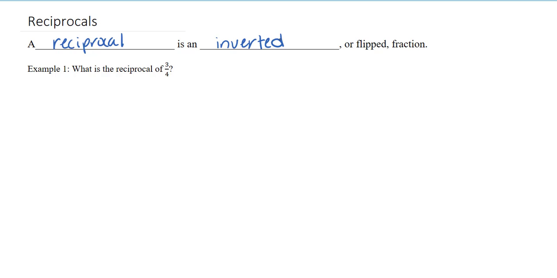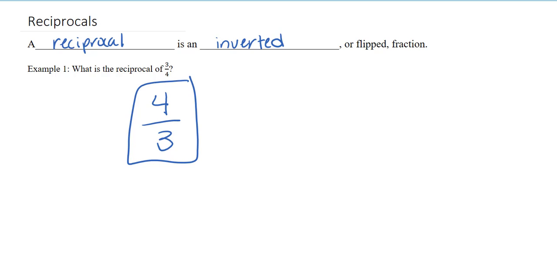If it's just inverted or flipped, if we look at 3/4, what's on the top goes to the bottom, and what's on the bottom goes to the top. So it's just 4/3. And that's our answer.